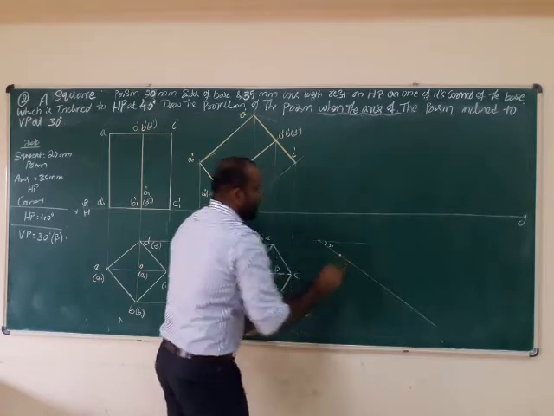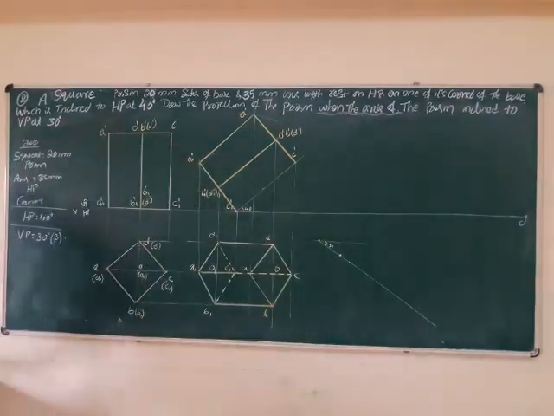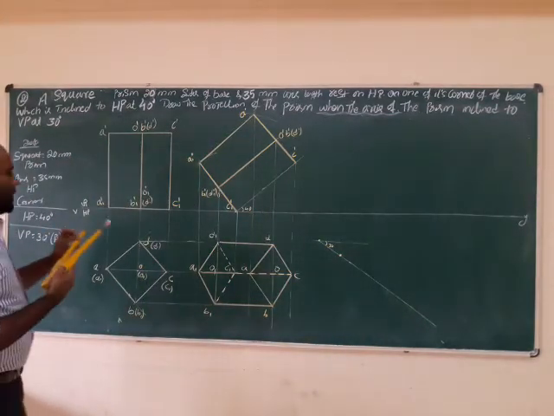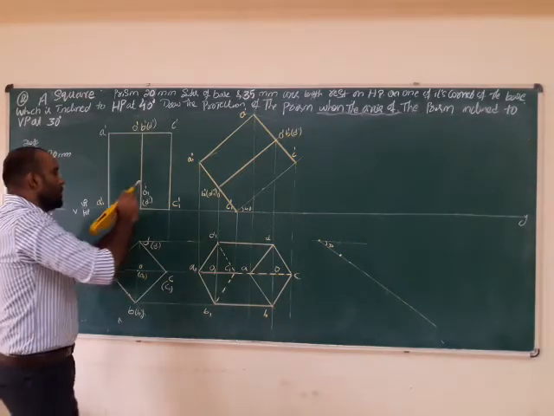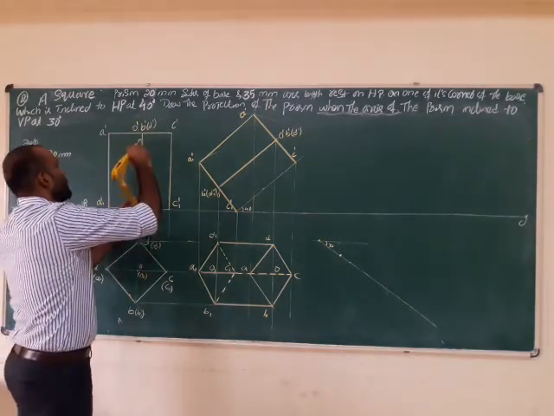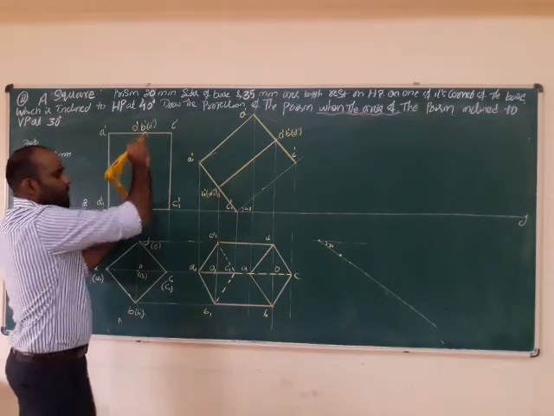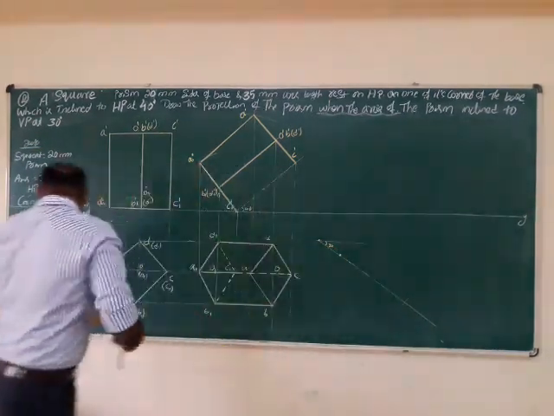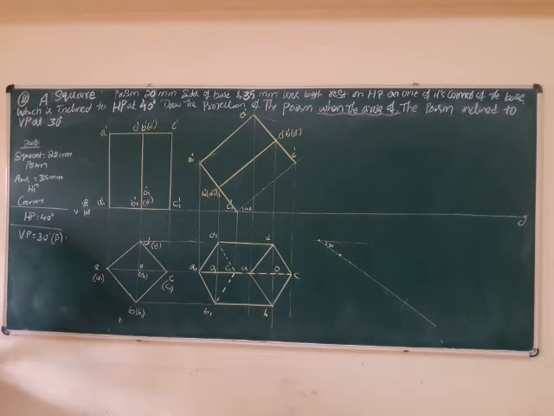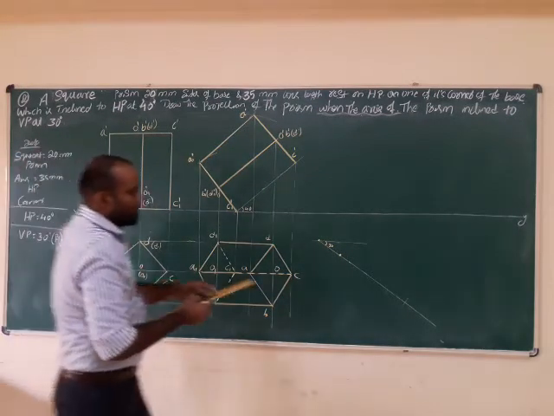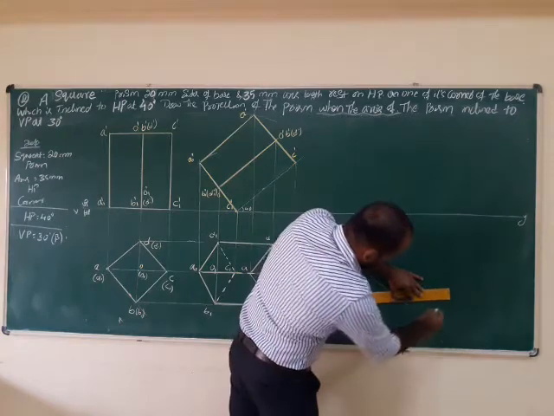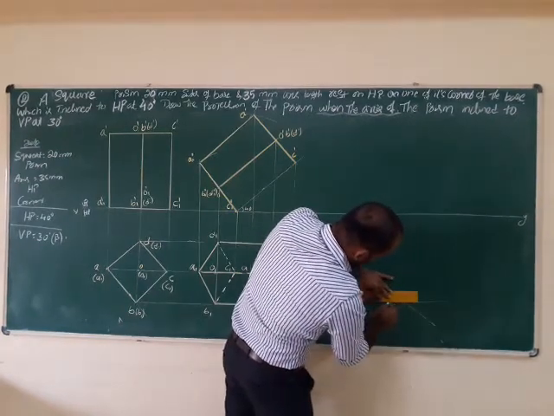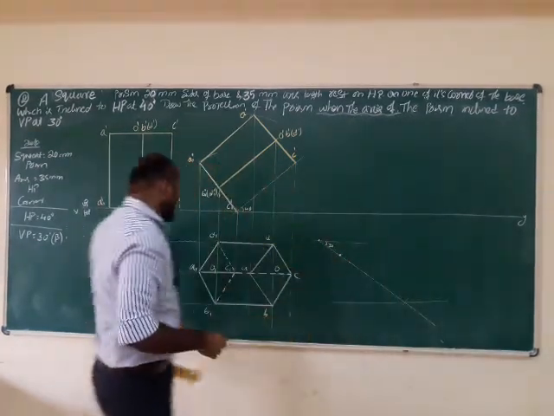Taking one point. First, you have to measure O1 to O in the first step. Cut an arc. Draw a locus. Locus means a horizontal line through the point.